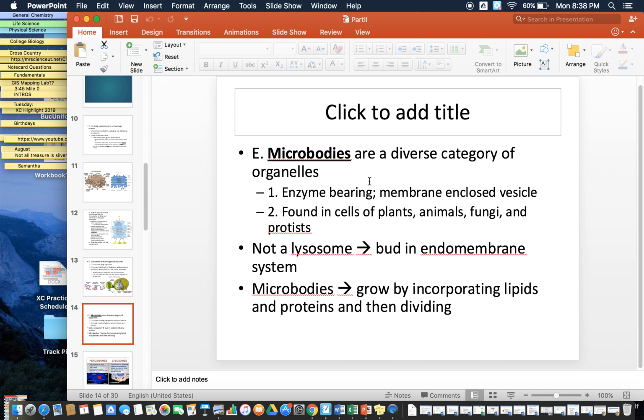I want to talk a little bit about microbodies. Okay, these are something that have come into play just recently. Very diverse. These guys carry enzymes. Okay, they are enclosed in a vesicle. You find them in plants, animals, fungi, as well as protists. It's not a lysosome. Okay, lysosomes bud in the endomembrane system. That's where they come from. But microbodies grow by incorporating lipids and proteins and then dividing. So they have different origins of how they are made, but they still carry some pretty potent enzymes, if you will.